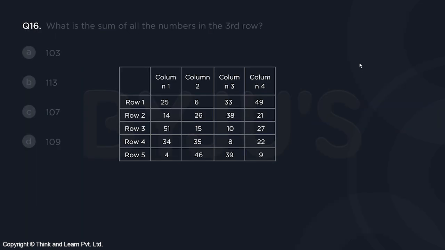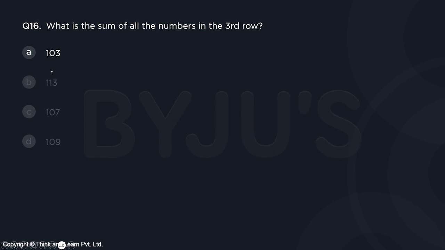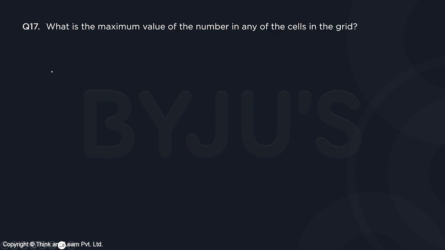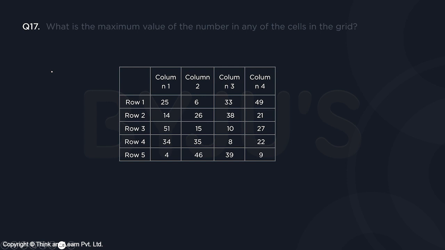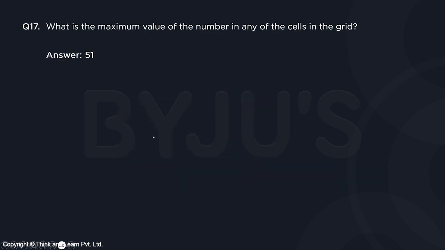What is the sum of all the numbers in the third row? The sum of all the numbers in the third row is 51 plus 15 is 66, plus 10 is 76. 76 plus 27 is 103. So option A is the correct answer for us. What is the maximum value of the number in any of the cells in the grid? Maximum value of the numbers in any of the cells in the grid is 51, which I see over here. So I think 51 is the correct answer.